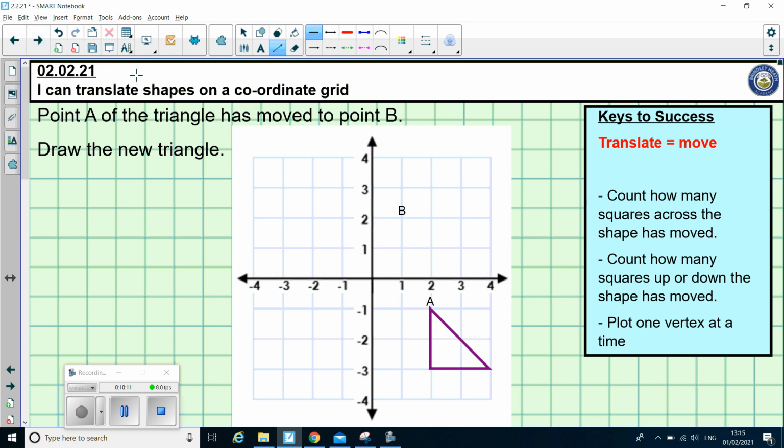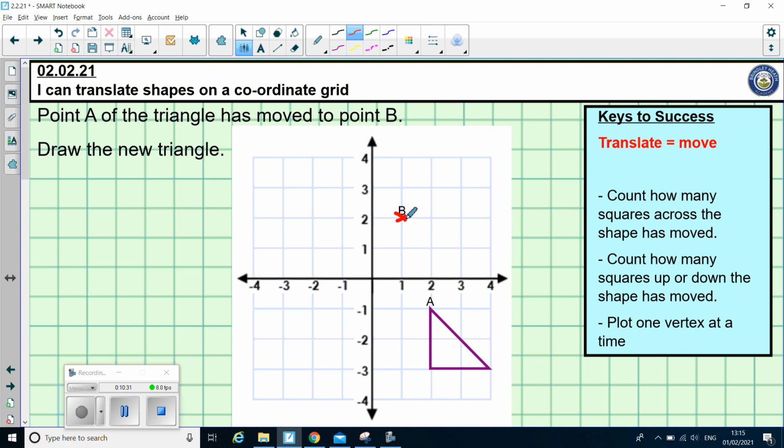Okay, hopefully you've had a go at this then. First of all, I would look at how many across and how many up the shape has been moved. In this case, it's 1 square across to the left, and 1, 2, 3 squares up. So I need to do that for each vertex of my triangle.